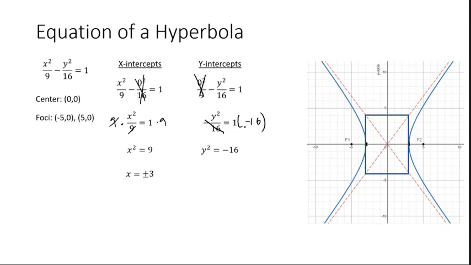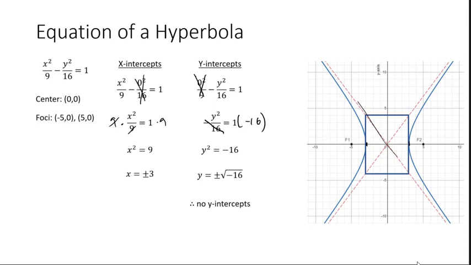And then we can take the square root of both sides. y would be positive or negative square root of negative 16, which is not real. It's imaginary, because you cannot have a square root of a negative number and have a real answer. So because of that, we know that there are no y-intercepts. If you had to graph this on your own, you can find the intercepts, plus and minus 3, to know where to start. Then you can create your box by using the 9 and the 16, and use that to find your asymptotes going across both directions. Then we can create our hyperbola approaching those asymptotes on the left and the right side.